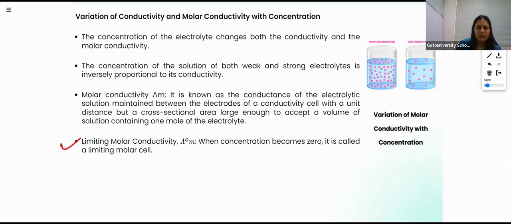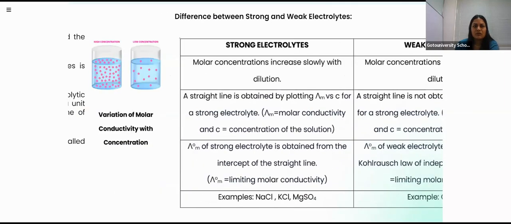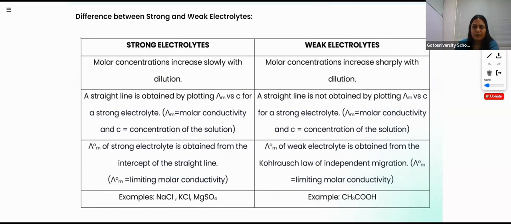And limiting molar conductivity is what? It is represented as lambda naught m. It means that the concentration of solute in the solution has become zero, and that is why it is called limiting molar conductivity. All right. Now, as we have discussed, there are two types of electrolytes, strong and weak electrolytes. Sometimes a question comes in the exam where the examiner can ask the difference between strong and weak electrolytes. All right. So let us discuss them.